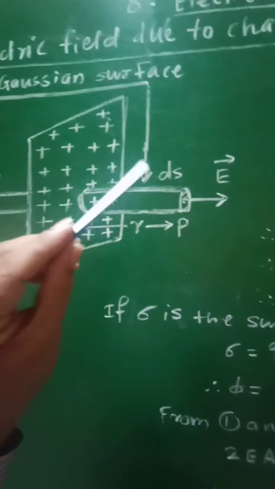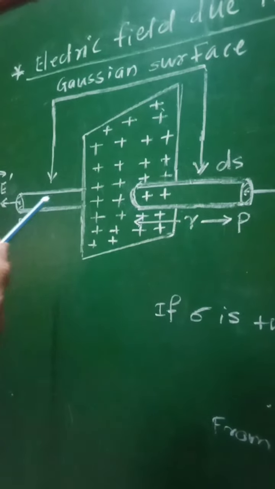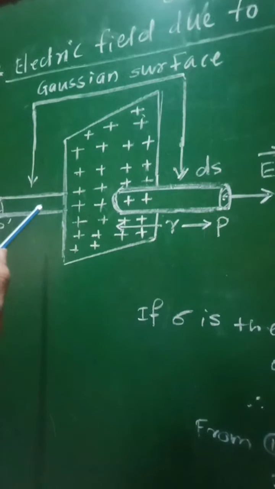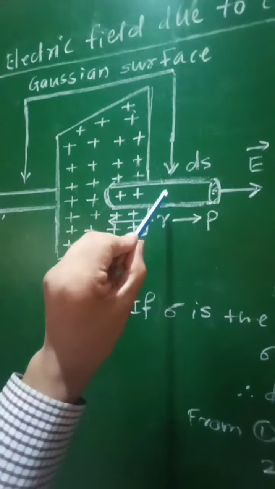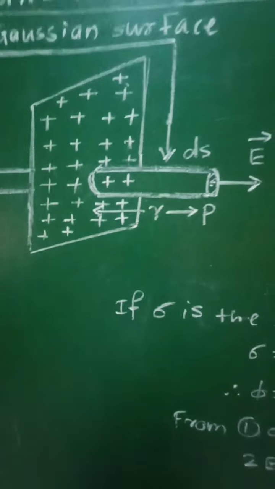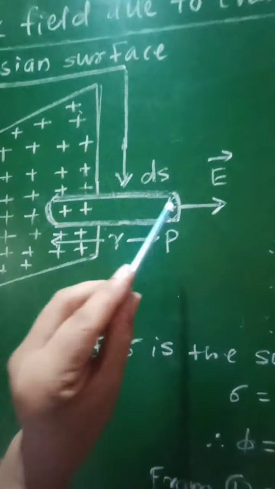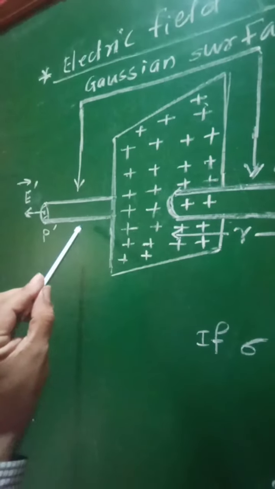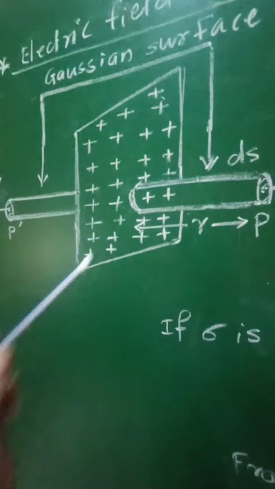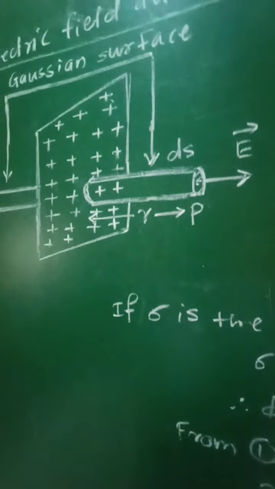So on either side of this sheet, the electric field is perpendicular to the plane of this sheet. Now here we have considered the Gaussian surface. That Gaussian surface has its length equal to 2r, because point P is at a distance equal to r, as well as point P dash is at a distance equal to r. Therefore the distance between P and P dash is equal to 2r.